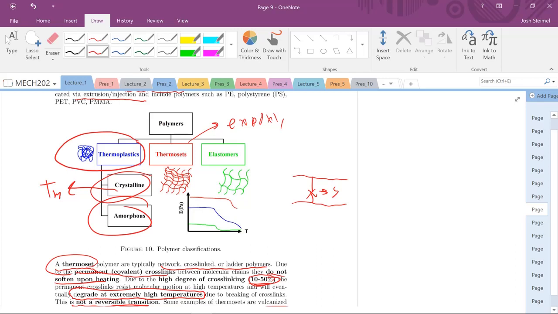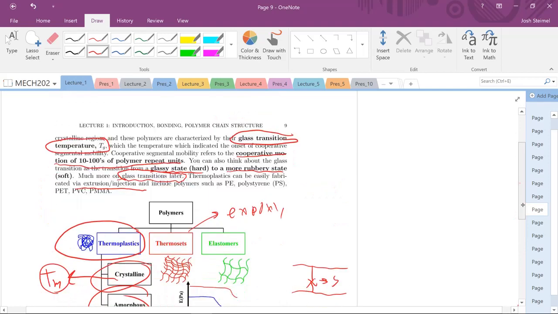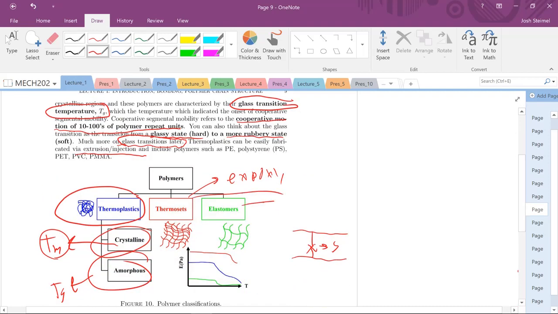If you put a piece of polymer in a fireplace and you smell that burnt plastic smell, that's denaturing the polymer. That's when you're breaking those bonds. So thermoplastics, as long as they're crystalline, can have a TM. Amorphous polymers do not have a melting temperature, but they do have the TG, the glass transition temperature. Every polymer has a TG. Thermosets, elastomers, all of them have TGs.